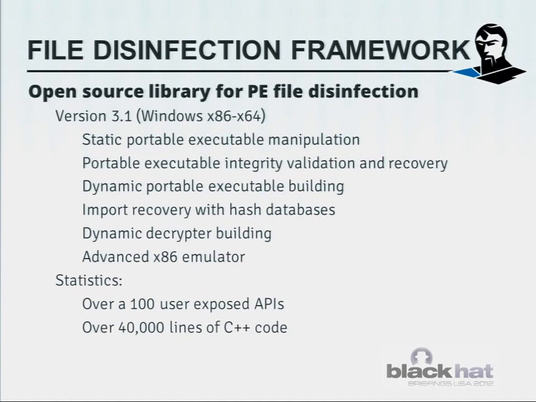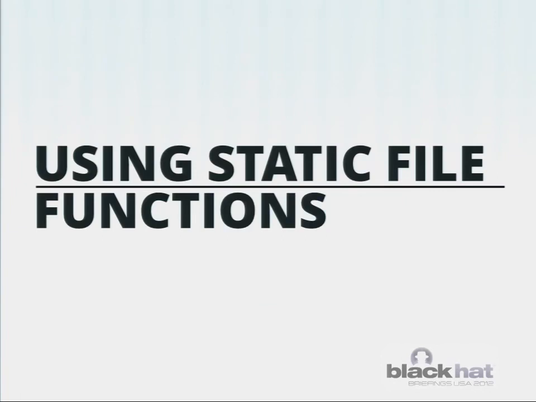So here are some statistics about the code, so you get the idea of how much work went into this. We started this project about a year ago. Right now we have over 100 user-exposed APIs which you can use to do all sorts of manipulations, and we have about 40,000 lines of C++ code. So it's a really huge project, and we have a bunch of features lined up for the rest of the year. The engine itself consists of two parts: one is the static file disinfection part, and the other one is the emulator.